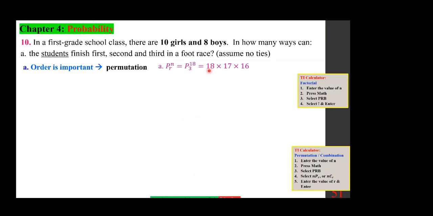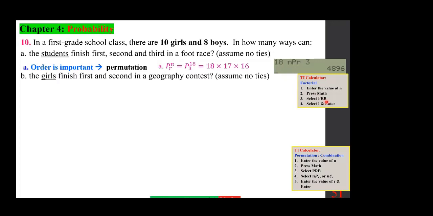Now 18, choose 3, you can go with that. Or you can go with a calculator methodology. I have the command here, 18 nPr. So first you put number 18, then you look for nPr, and then put number 3, gives you the answer. So to get there, you press math and then select probability, and then we'll come up with the answer.